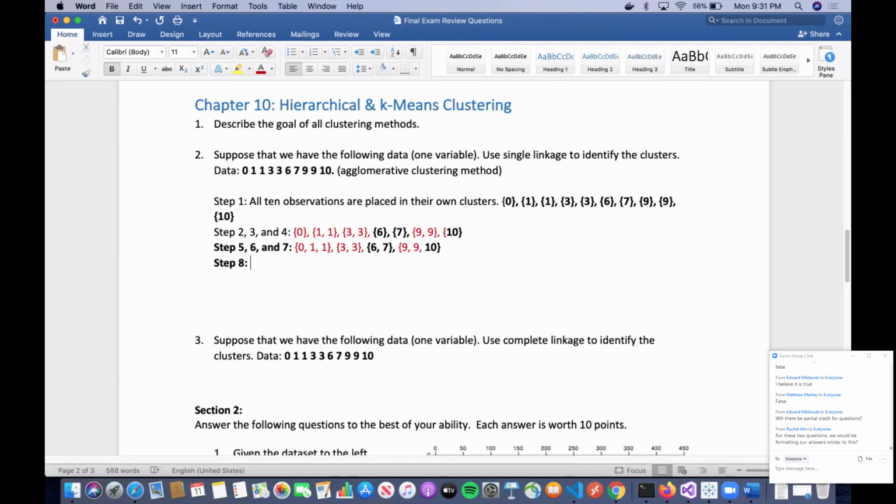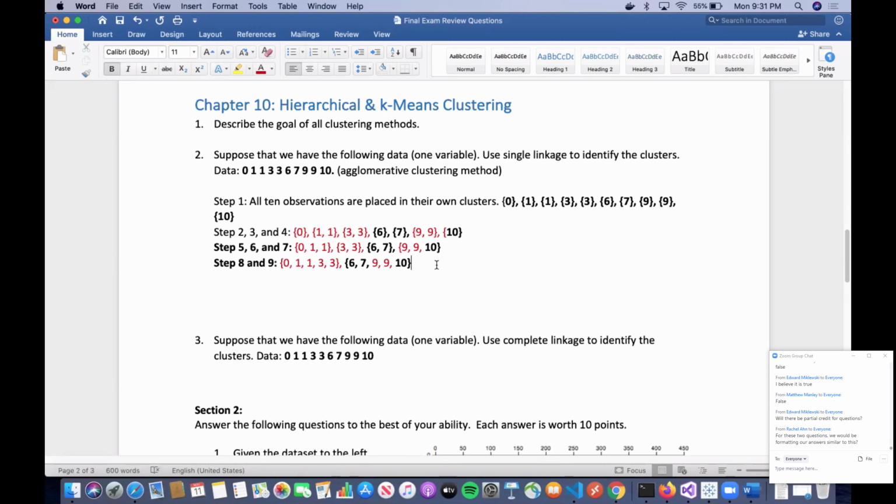Then we move to the next one. We just did 0, 1, so the next one now is 2. We see there's a difference from here is 2. And we also see a difference from 7 and 9 is 2. So that means we're going to have step 8 and step 9 yield this, because we're looking at 2. So that's what we have.